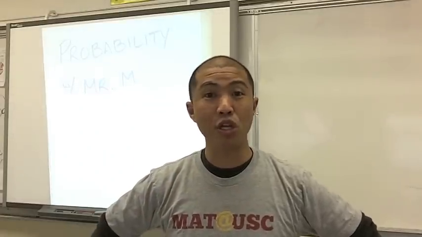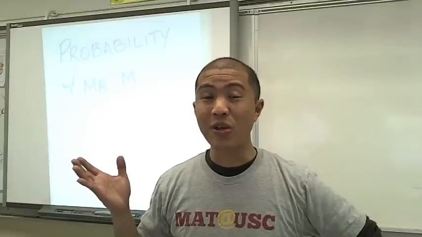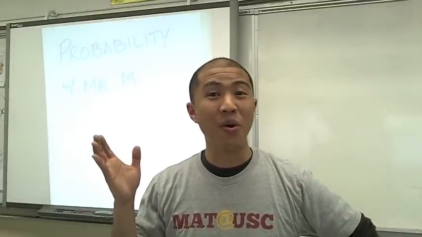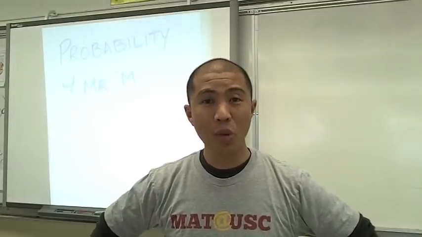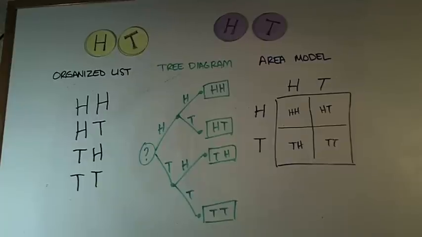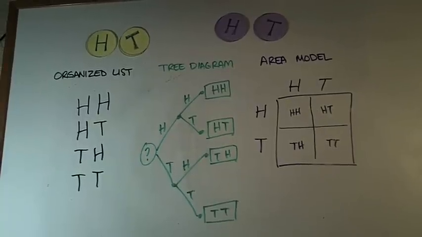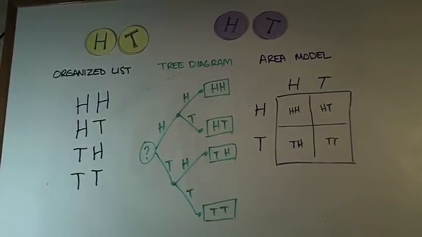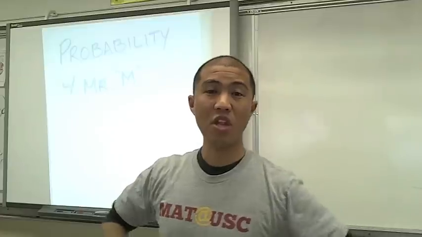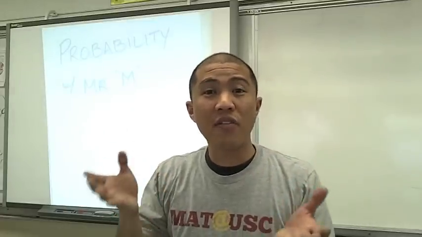So let's think about it. You can use an organized list, you can use a tree diagram, or an area model. What do you want to use? Well, here are your options, and this is a time you might want to pause the video so you have time to write down all your answers. But here you go: organized list, tree diagram, or area model. Okay, so now you have all those choices.